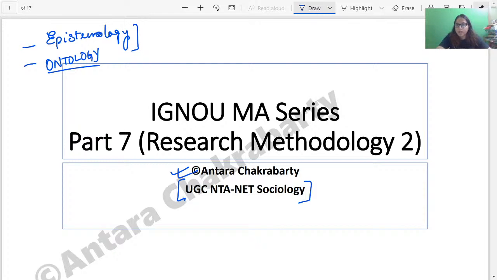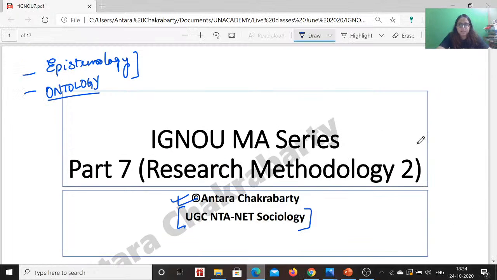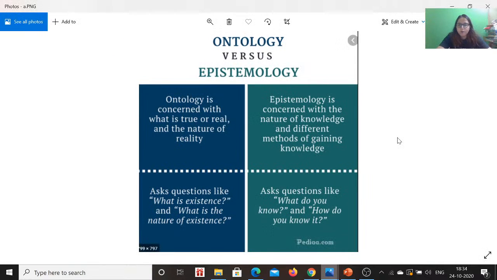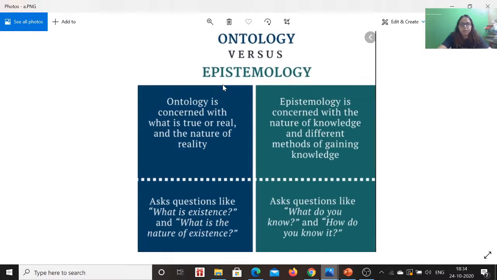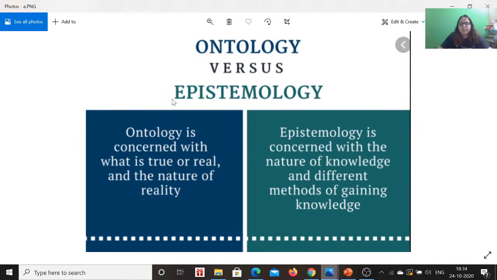So let us first look at the image. There's a very nice image that I got, which I think summarizes the concept of epistemology and ontology really well. I hope it is visible to you on my screen. Please try to have a look at it and all your answers are going to be clear. Now on the left side, they have tried to keep ontology, and on the right side, they have kept epistemology.